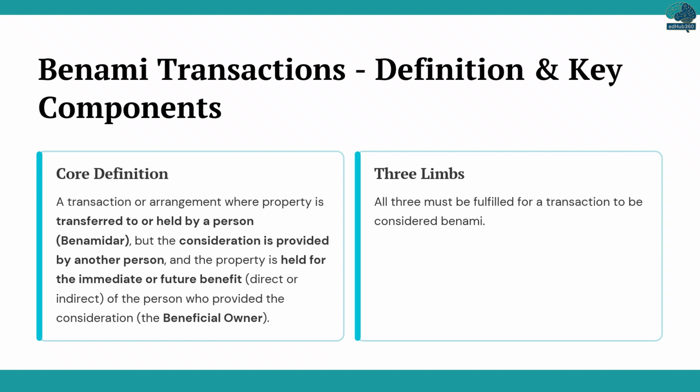Let's delve into the core definition of a Benami transaction. It's essentially an arrangement where property is transferred to or held by one person, known as the Benamidar, but the money for that property, or the "consideration," is provided by another person. Crucially, the property is held for the immediate or future benefit, whether direct or indirect, of the person who actually provided that consideration, who we call the beneficial owner. For a transaction to be officially considered Benami, all three of these "limbs" must be fulfilled.